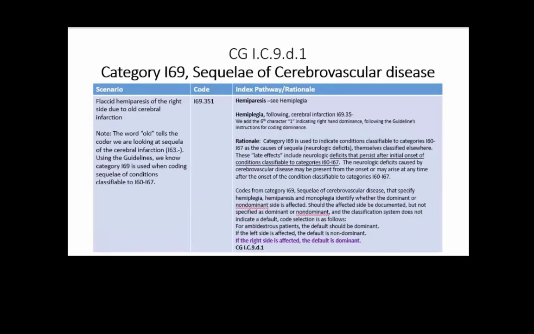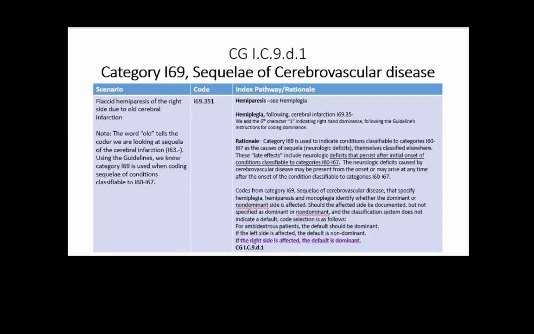The next guideline has to do with the sequelae of cerebrovascular disease, which would be, for example, hemiplegia that continues after someone's recovered from a stroke. You do not use this I-69 code for a patient who is in the hospital right now, having had a stroke. That would be a G code for hemiplegia. Your I-69 code is particular to that patient who has a sequela or an existing hemiplegia after discharge from the hospital, recovering. They've had the stroke, they've recovered, and they still have this weakness on one of their sides.